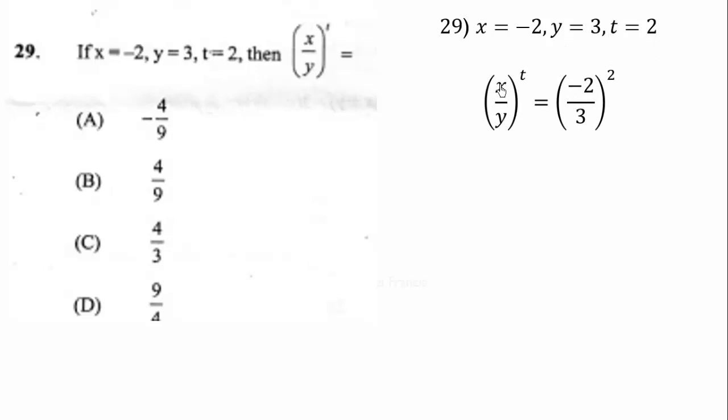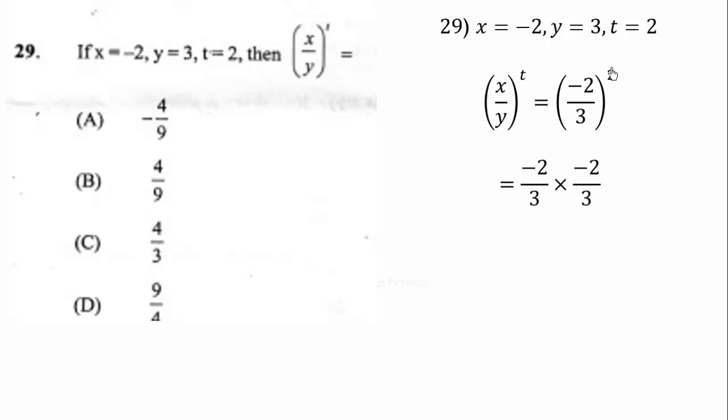Now let's proceed to number 29. If x is equal to negative 2, y is equal to 3, and t is equal to 2, then x over y all exponent t is equal to what? So this is what is given to us: x equals negative 2, y equals 3, and t equals 2. So we need to substitute into this expression. So negative 2 for x, 3 for y, then 2 for t.